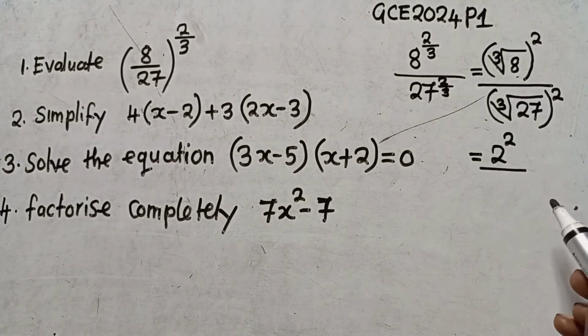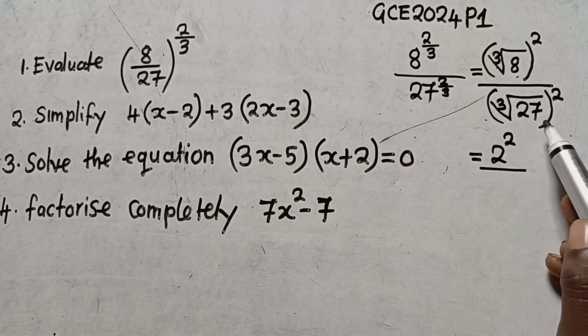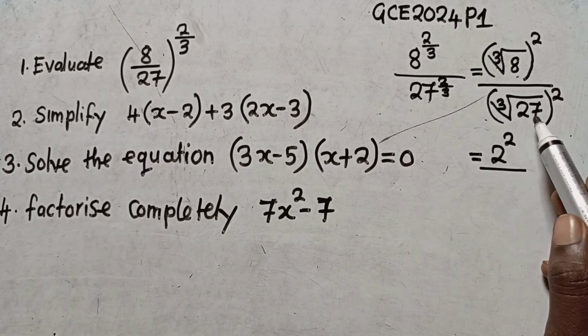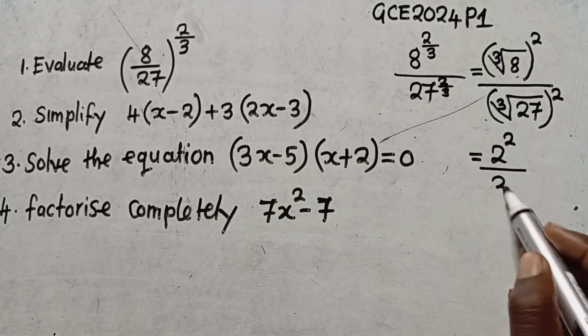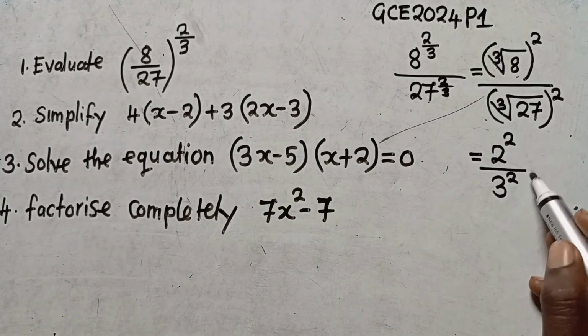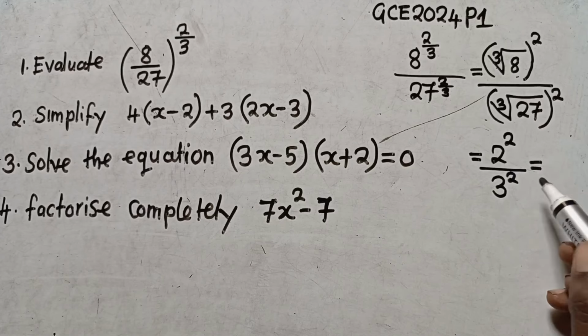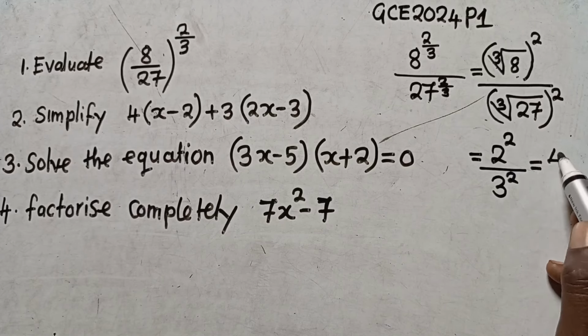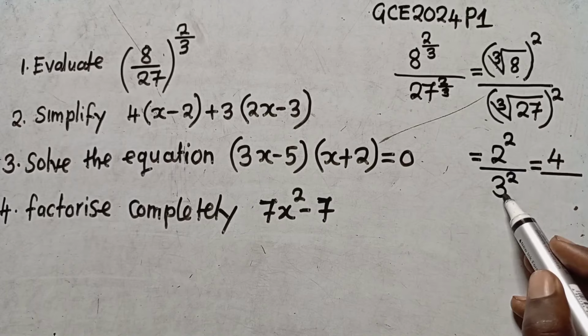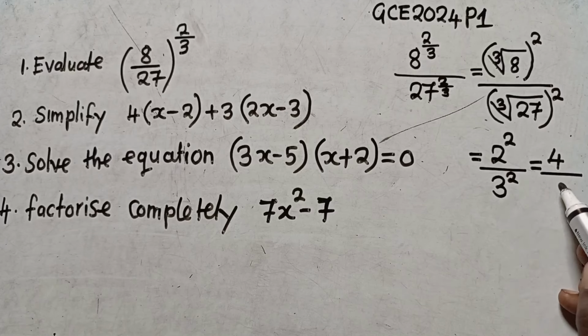Over, which number can you multiply 3 times by itself to get 27? It is 3. So it is 3 to the power 2. Then 2 to the power 2 means 2 times 2. That is 4. Over. Then we've got 3 to the power 2, 3 times 3, that is 9. So this was the first answer. The answer was 4 over 9. This is how you get to answer it.